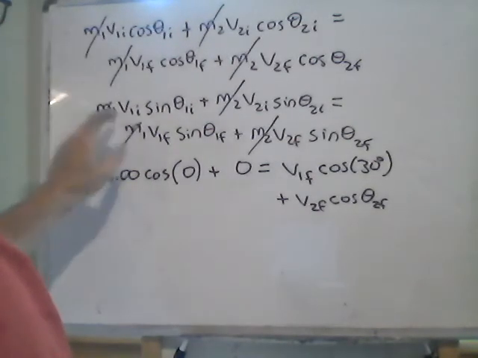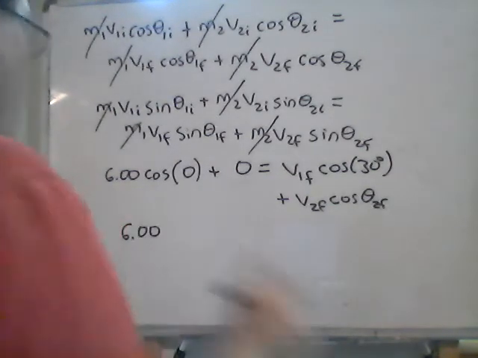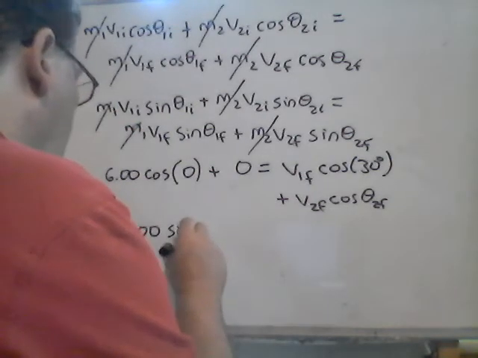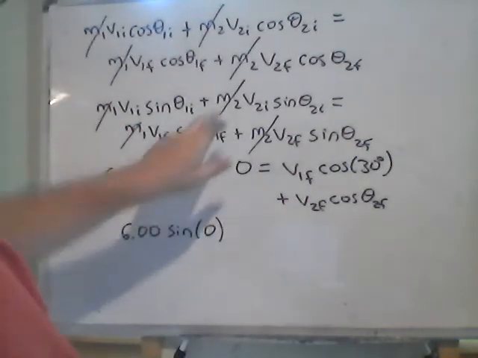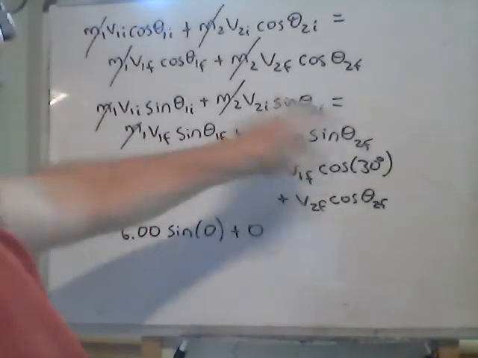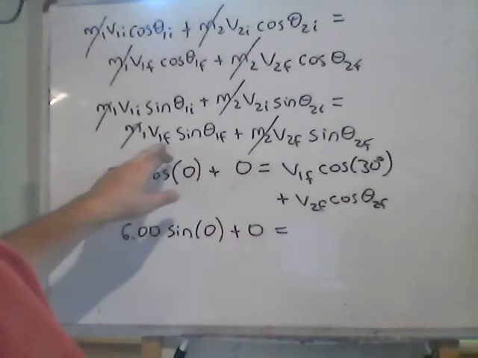Second equation: v1i, again, is 6.00, sine of 0, because theta 1i is 0, plus, again, the initial puck is not moving, so this whole second term is 0. And that's going to equal what? v1f, I don't know.